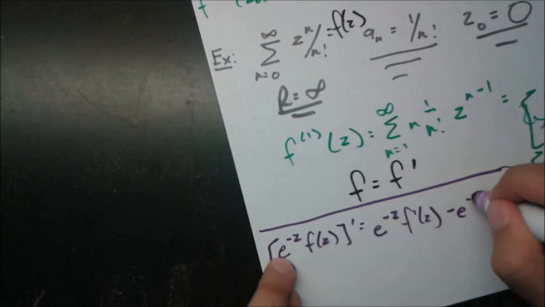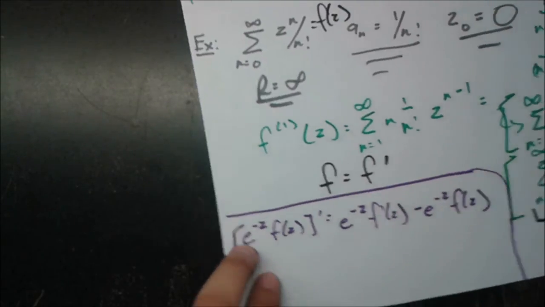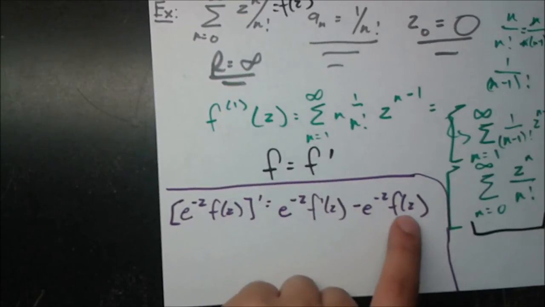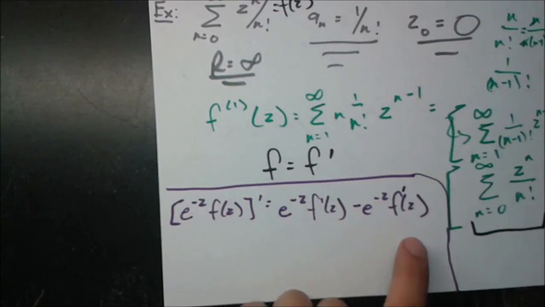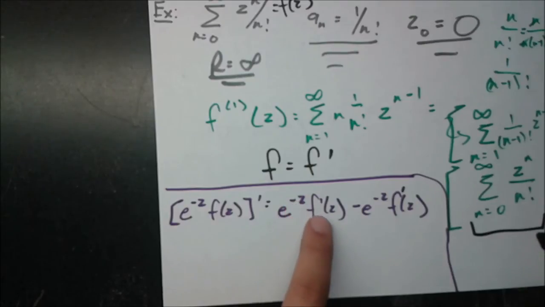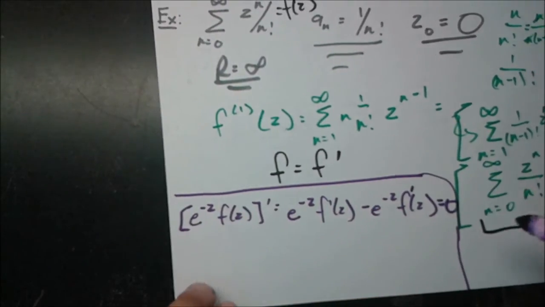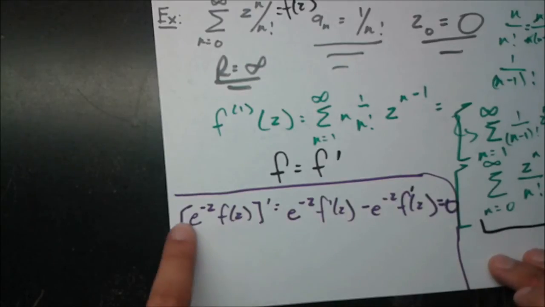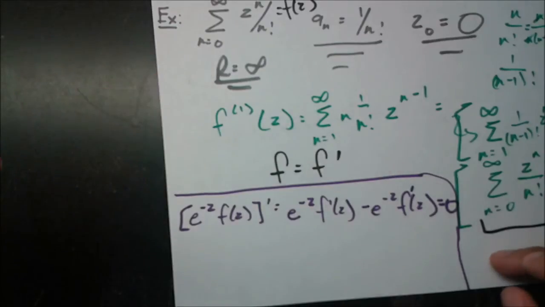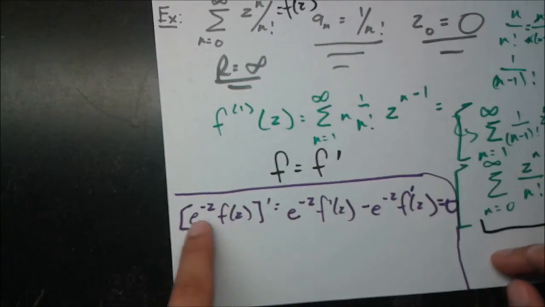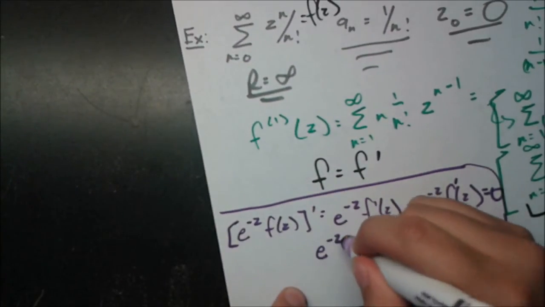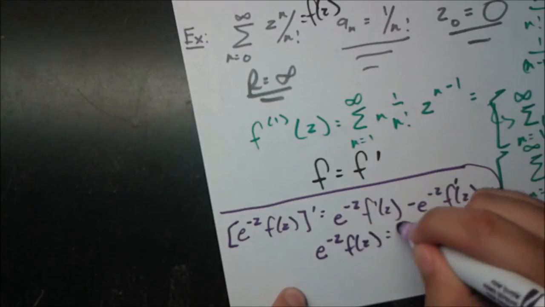So it's going to be this times the derivative of that, plus the derivative of this times that. So it's going to be minus e to the negative z, f of z. And since f prime of z is equal to f of z, we could just put a prime right here. So what we have is e to the negative z times f prime minus e to the negative z times f prime. So this is just 0. And what does that mean? That means the derivative of this is 0. And what kind of things have derivatives of 0? Constants, which means that this function inside here is a constant. So e to the minus z times f of z is equal to some constant k.